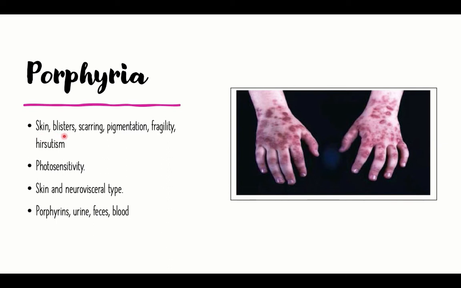The patients have blisters, scarring, pigmentations, fragility, and hirsutism. Okay, so just cutaneous presentation. Usually they follow in the clinic of dermatology. Sometimes the presentation of porphyria is by photosensitivity. Sometimes both skin and neurovisceral manifestations present in the same individuals.